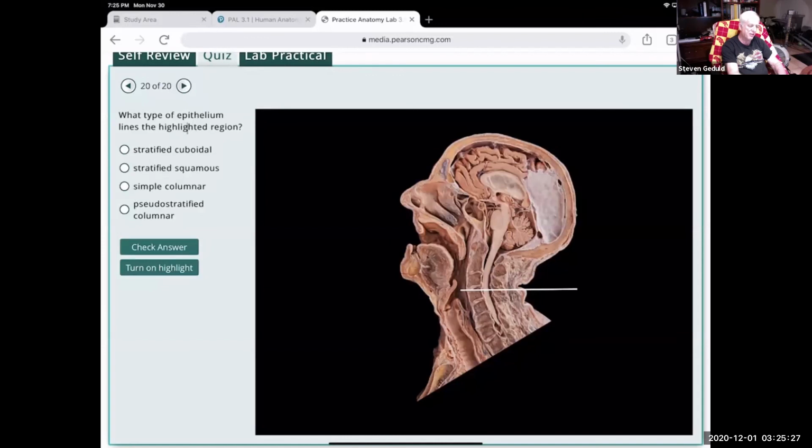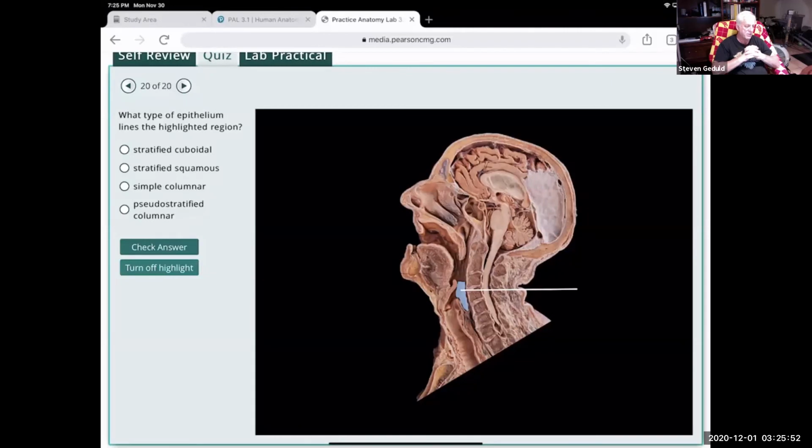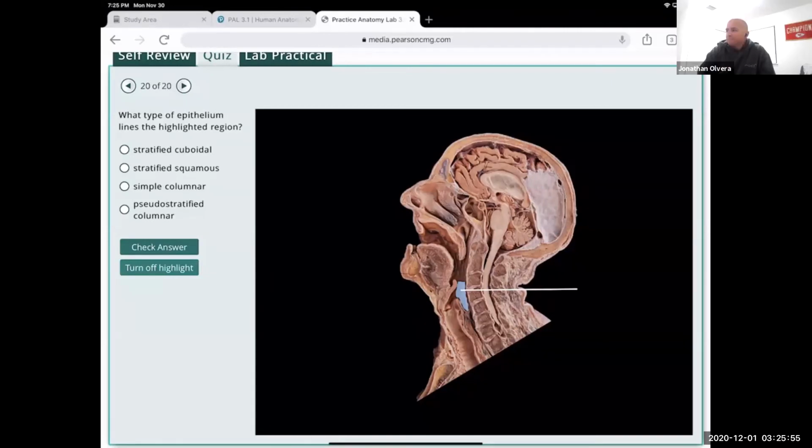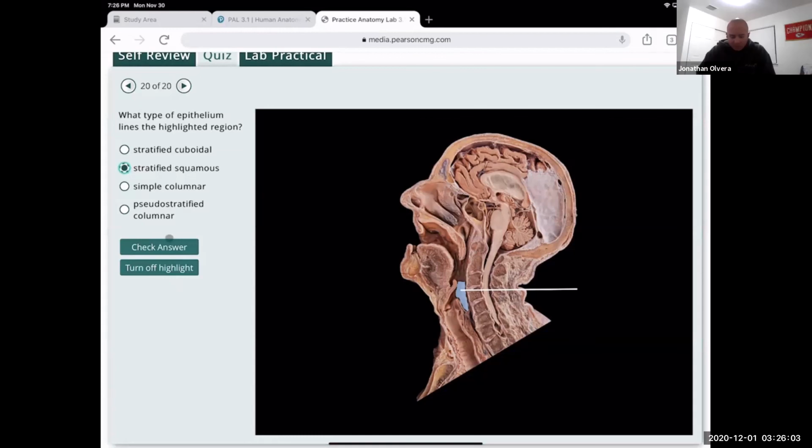And one more. What type of epithelium lines the highlighted region? Okay, so what region is this? It's a part of the laryngopharynx, because above that is your oropharynx, above that is your nasopharynx. So what type of epithelium would line the laryngopharynx? Stratified squamous, I would say, right? Because of all the trauma you get from eating different things. I think it'd be stratified squamous. Perfect.